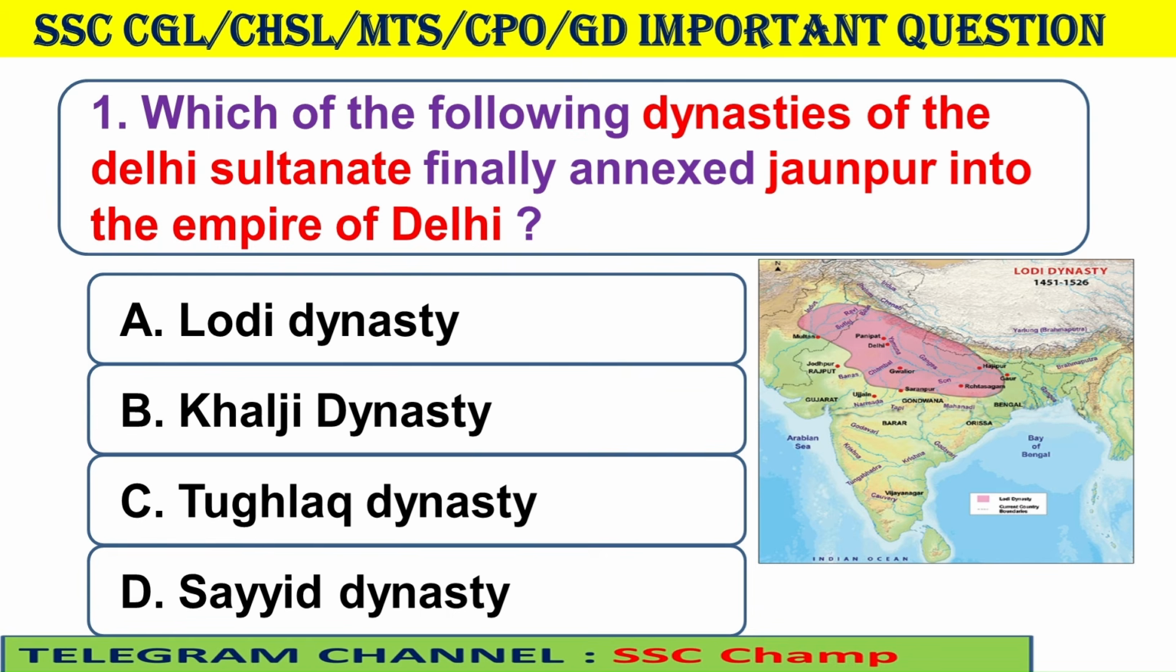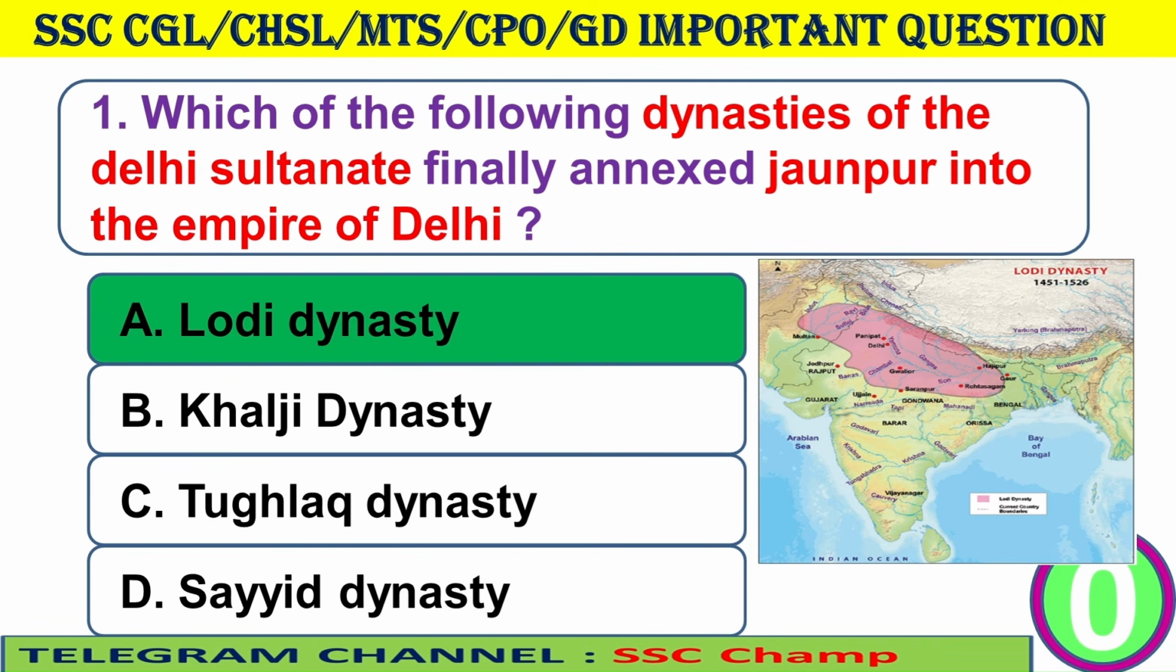Which of the following dynasties of the Delhi Sultanate finally annexed Jaunpur into the Empire of Delhi? Option A, Lodi dynasty. Option B, Khilji dynasty. Option C, Tughlaq dynasty. Option D, Sayyid dynasty. Correct answer, Lodi dynasty.